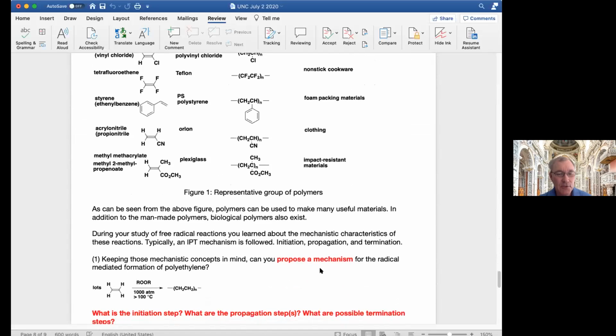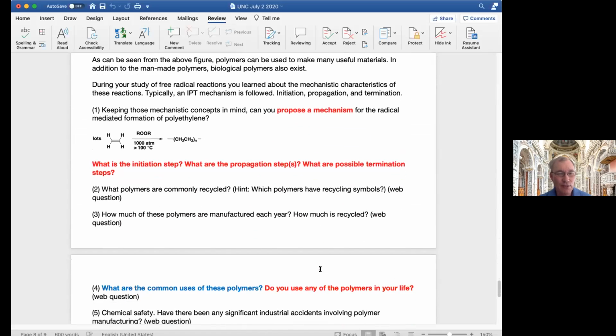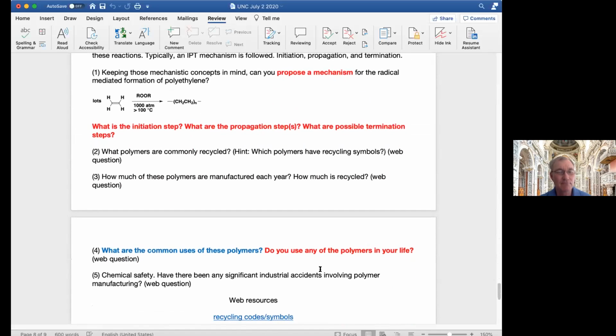And then we get to the first and really only chemistry-related question in this particular assignment, and that is to provide a mechanism for the free radical polymerization of ethylene to make polyethylene. And so in the context of the reaction mechanisms, usually we develop sort of an idea of initiation, propagation, and termination steps. And so those can also be applied in the context of writing a mechanism for this reaction.